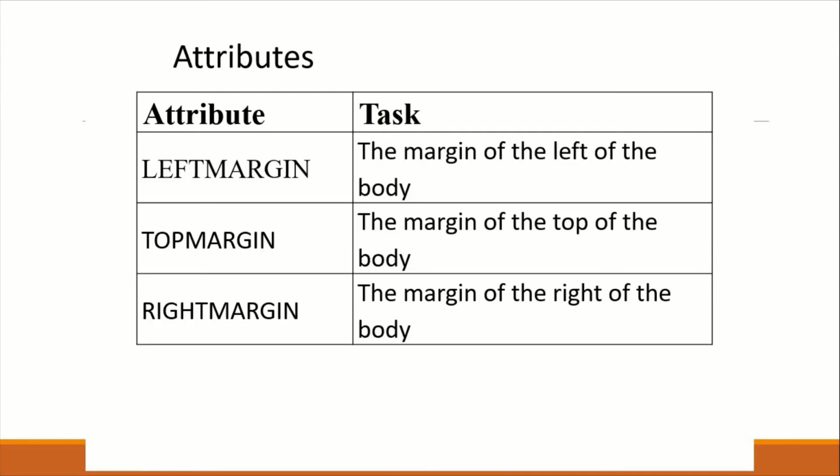Then we have left margin. It is the margin of the left of the body. Top margin, the margin of the top of the body. Right margin, it is the margin of the right of the body. At the left side, at the right side and at the top, how much margin is required? That can be set by using these three attributes.